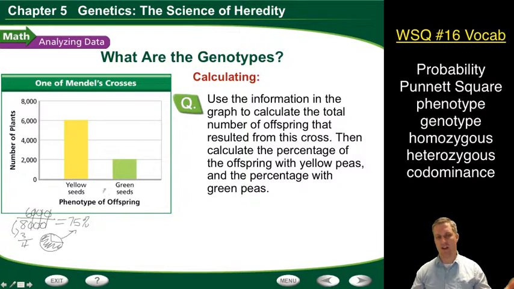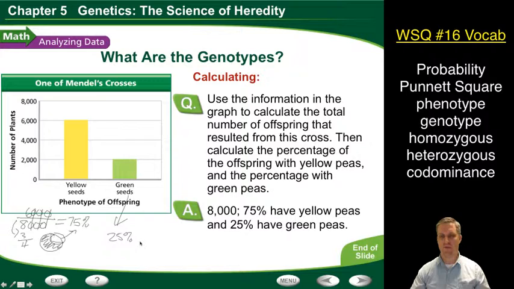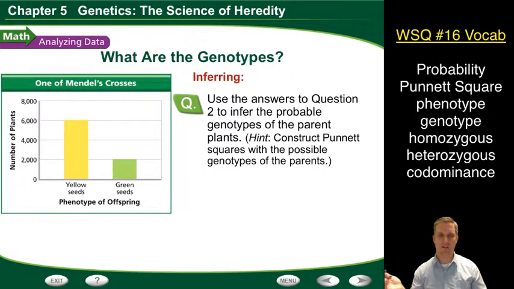And the cool thing is, now that I know that, I can also know the green seeds. Well, what's left over? If I use 75%, then that means that the green seeds made up the remainder, 25%. So there are 8,000 total plants he looked at. 75% had yellow seeds and 25% had green peas.